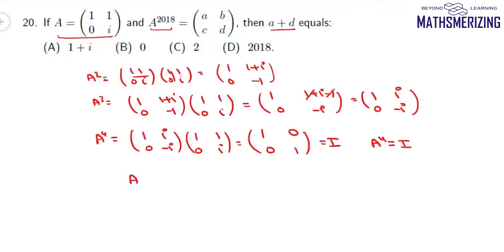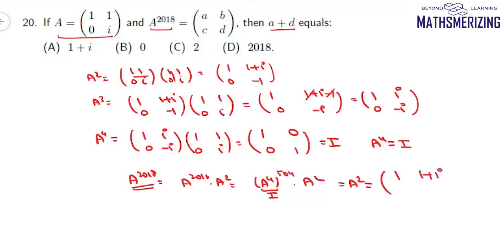Now this a to the power 2018, we can write it as a to the power 2016 into a square, and this is a to the power 4, and this is 504 into a square. Now a to the power 4 is identity matrix, and I to the power 504 is I, and I into a square is simply a square. So that means a to the power 2018 is equal to a square, and a square is [1, 1 plus iota; 0, -1].